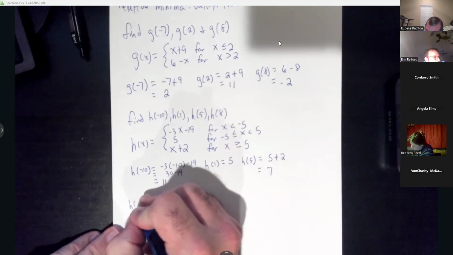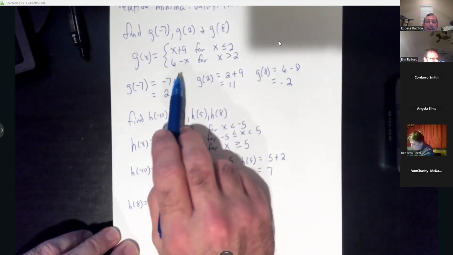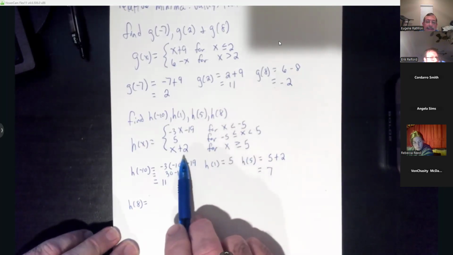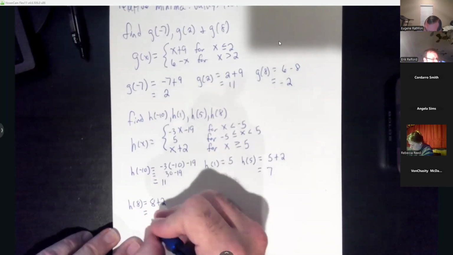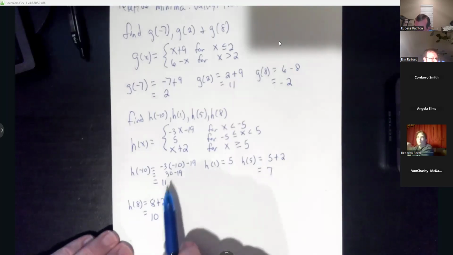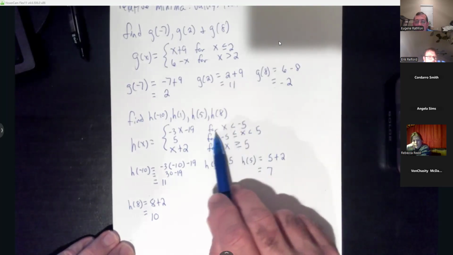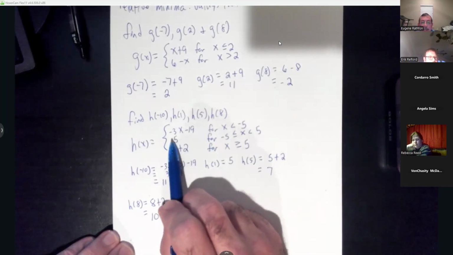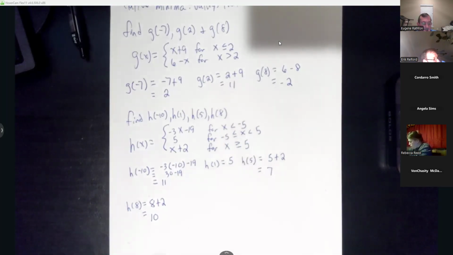All right, then I got one more, h of 8. So first, second, or third for h of 8? The third one again, good job, because 8 is greater than 5. So I'm going to use this one, which says 8 plus 2. And y'all, that's 10, good job. Okay, so you take your number, figure out which one of these domains it fits in. Once you got that domain, you use them equations. And remember, on your second equation here, it's just a constant number, so that's what that value will equal if it's in between negative 5 and 5, okay?